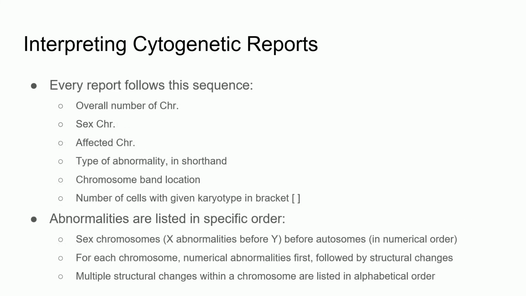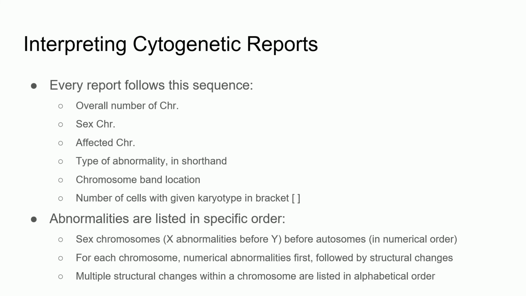When we find aberrations and report cytogenetic findings, we combine everything into a final string using a standard order, starting with the overall number of chromosomes, the sex chromosomes, affected chromosomes, type of abnormality in shorthand, and number of cells with the given karyotype in brackets. Many of the symbols and annotations used to describe the aberrations in cytogenetics are shared with those we looked at previously under HGVS guidelines.